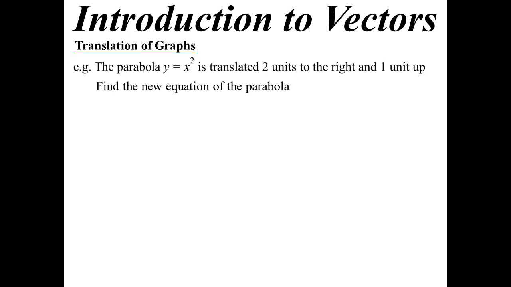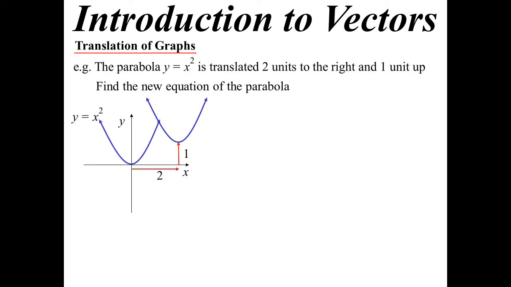Let's have a look at this idea of vectors via what we've been looking at, the translation of graphs. So imagine we've got our basic parabola and we're going to translate it 2 units to the right and 1 unit up. And we want to find the equation of the new parabola. Well, we know that x squared, we've shifted it, so it will become (x minus 2) squared. And then when we shift it up 1, it becomes (x minus 2) squared plus 1.